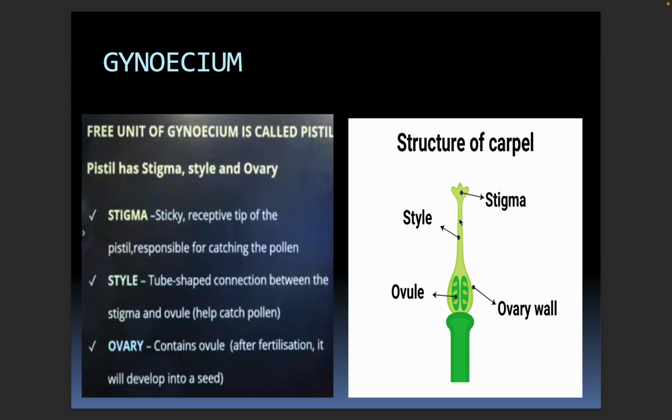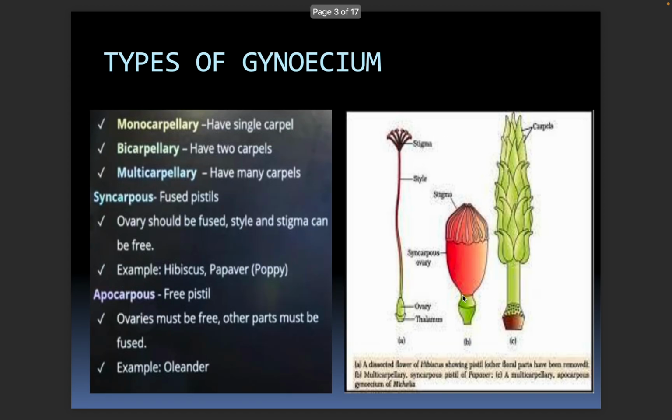Next is the style. As I said, it is a tube-like structure that connects the stigma and the ovary together, and the ovules inside the ovary as well. And what is an ovary? It is the basal part. It contains the ovules inside. After fertilization, this develops into a seed. So this is the whole structure of a pistil.